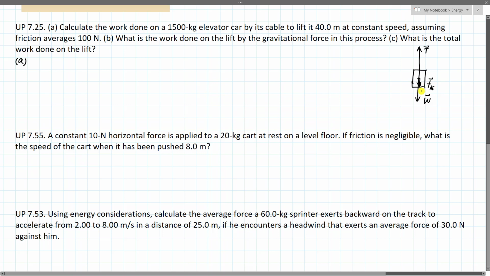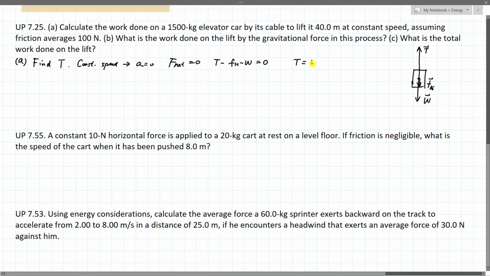Alright, so let's write this down, we need to find tension first. So once we have tension, we can multiply tension by 40 meters to get the work done. So we need to find tension, and we know that the elevator car is moving at constant speed. Constant speed means acceleration is equal to 0, or net force equal to 0, or the upward force minus the downward force is equal to 0. So from this we can calculate tension.